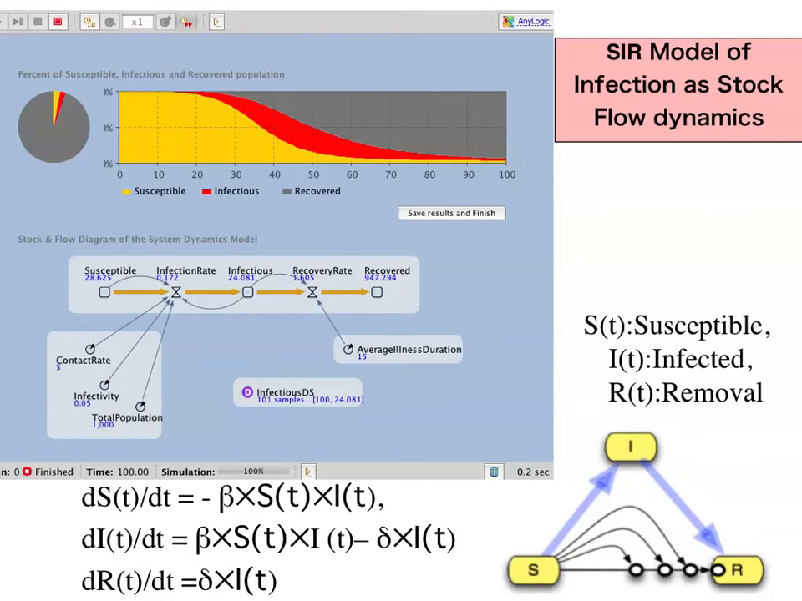Let's consider the infection model, a typical SIR model. This is the infection as stock-flow dynamics, like system dynamics. In this case, S is the susceptible person, not infected, then the infected person, and the removed person, who has died or recovered. This is the famous SIR dynamics, and it is described by a typical system dynamics.